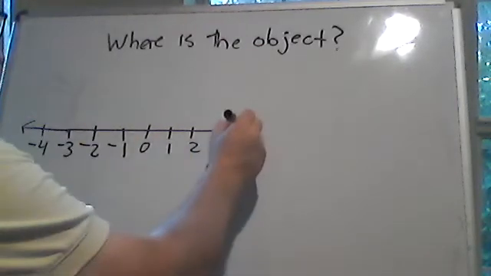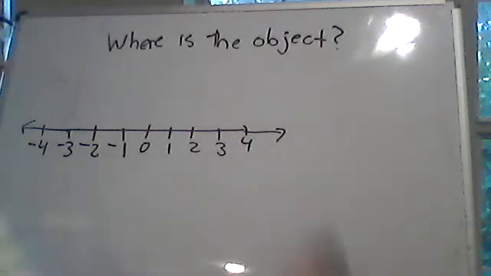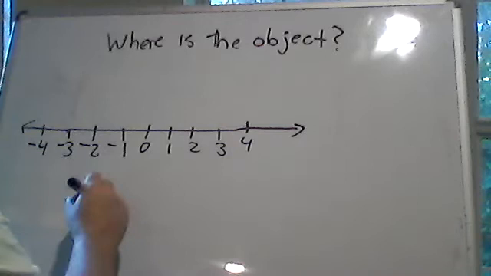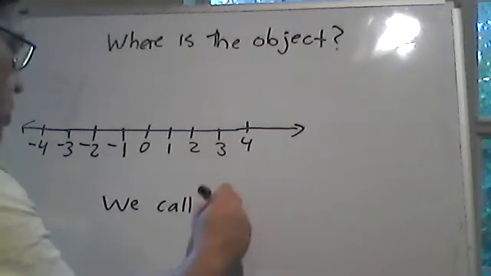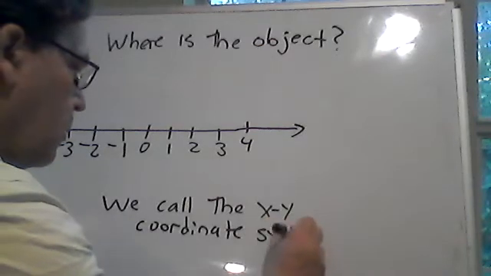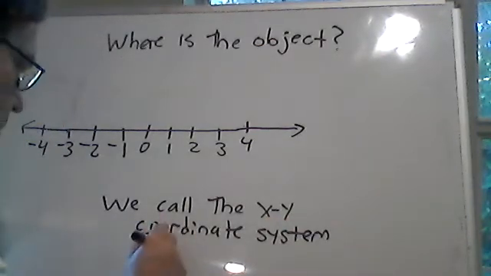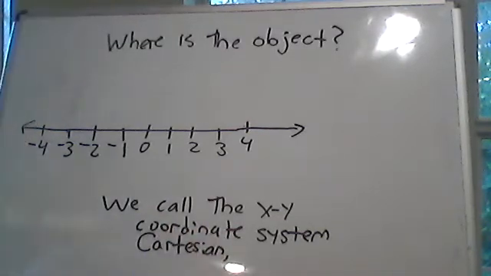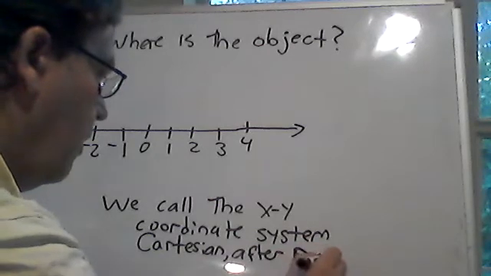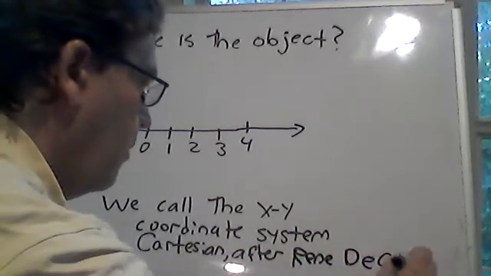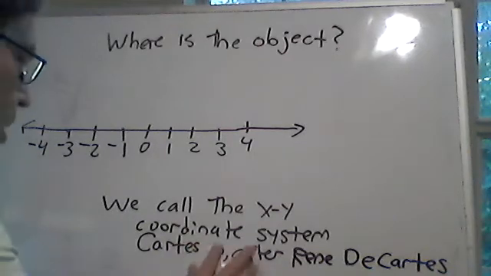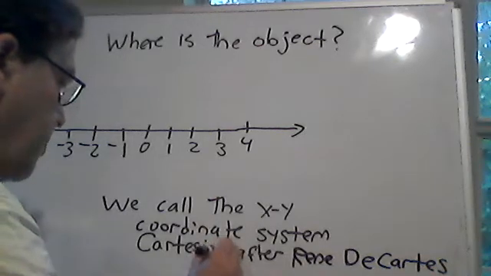Now, the person we have to thank for the coordinate systems that we use is a French mathematician by the name of René Descartes. So we oftentimes call the XY coordinate system Cartesian. And Cartesian means after, basically, after René Descartes. As the story goes, René Descartes was once lying on his bed.